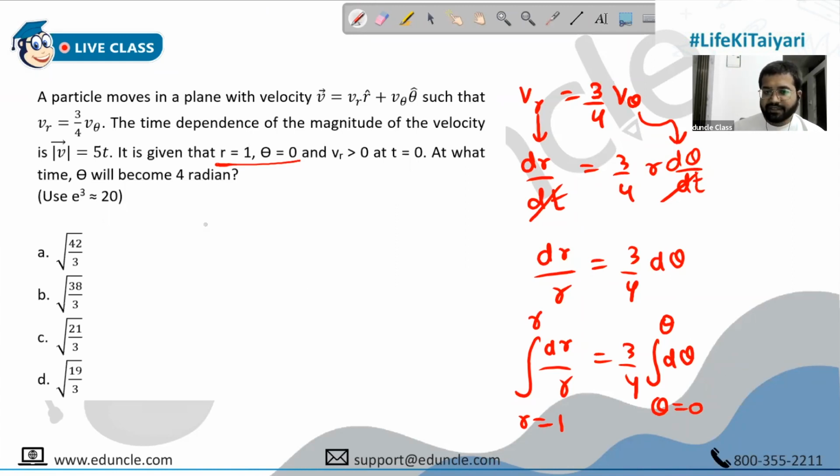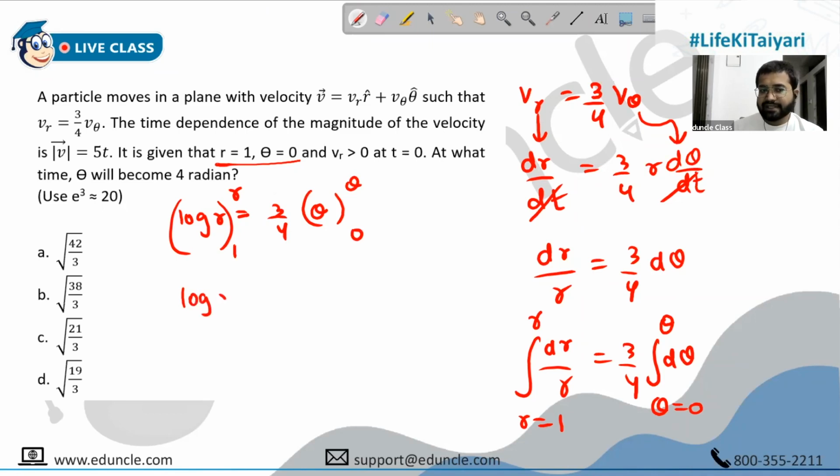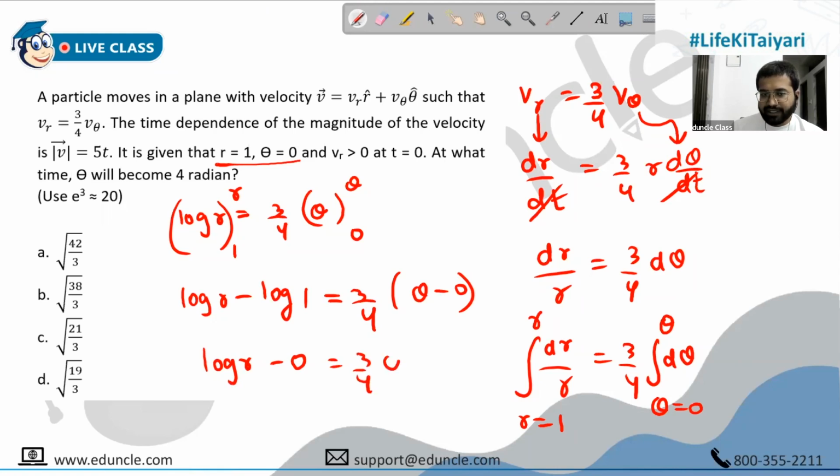So integration of dr upon r, that's again log r. This is equal to 3 by 4 integration of d theta, which is theta. What is the lower limit here? 1. What is the upper limit here? r. What is the lower limit here? 0. What is the upper limit here? Theta. Upper minus lower. So that's log r minus log 1 equals 3 by 4 theta minus 0. What is log 1? That's 0. So we have got log r is 3 by 4 theta.